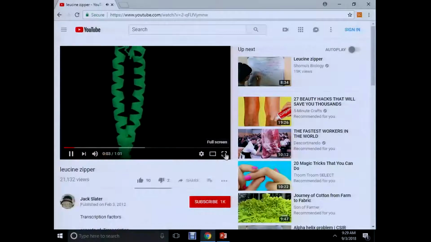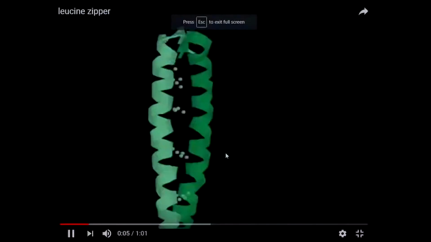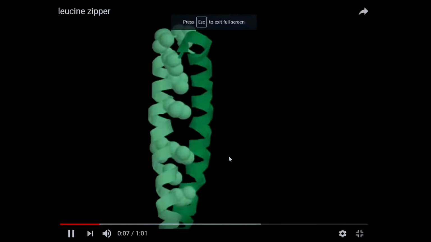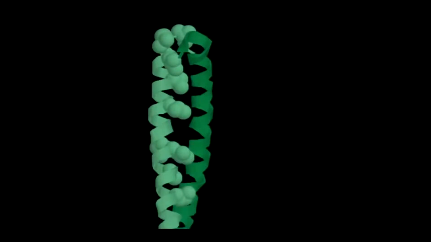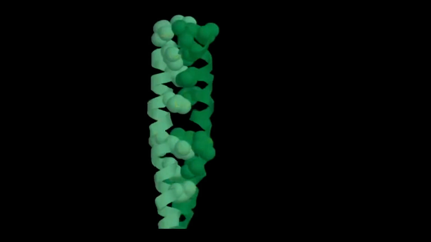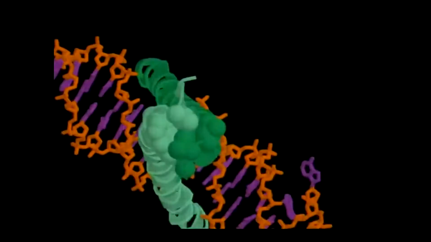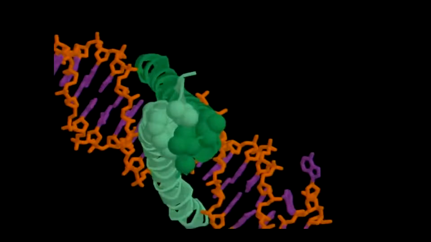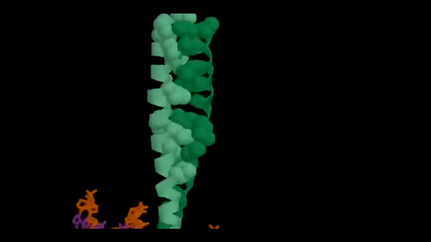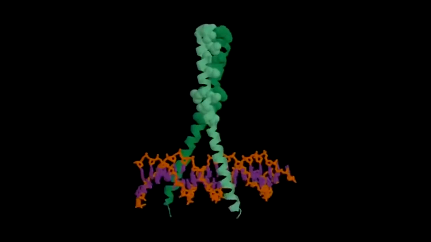A leucine zipper domain is comprised of two long, intertwined alpha helices. Hydrophobic side chains extend out from each helix into the space shared between them. Many of these hydrophobic side chains are leucines, giving this domain its name. A space-filling view reveals the tight packing of side chains between the leucine zipper helices. This makes the domain especially stable.